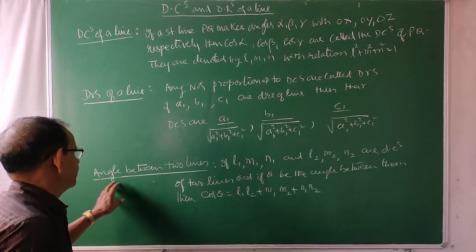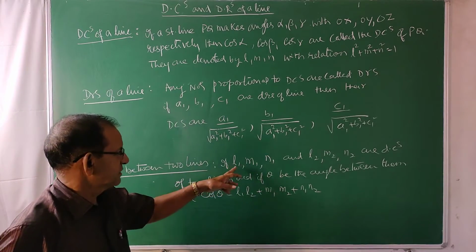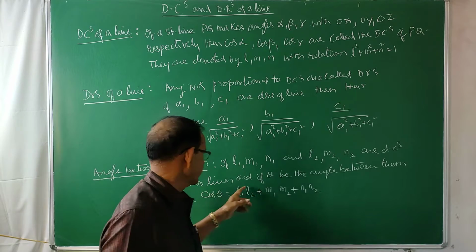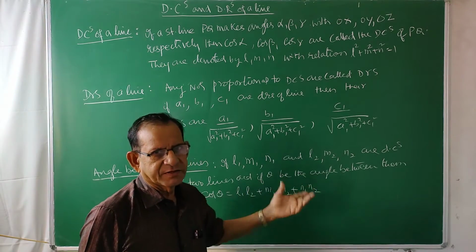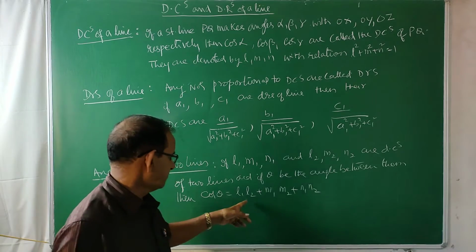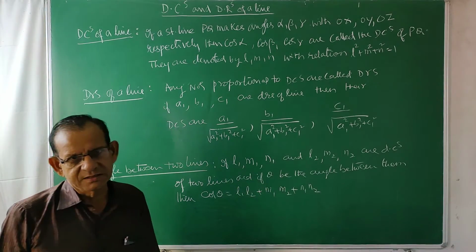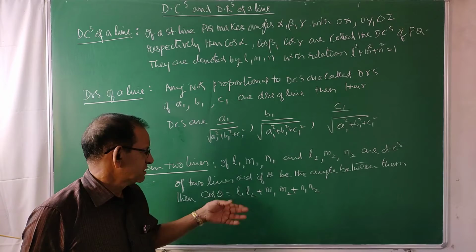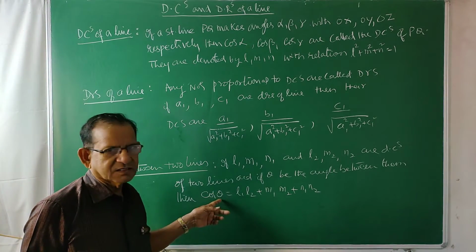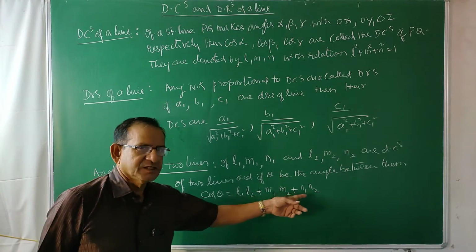Now, angle between two lines. Suppose l1, m1, n1 and l2, m2, n2 are the DCs of two lines and theta is the angle between them, then this is the formula for cos theta. Cos theta is equal to l1 l2 plus m1 m2 plus n1 n2. Suppose theta is 90, that means the two lines are perpendicular. Cos theta is cos 90, that is 0. So this must be 0.